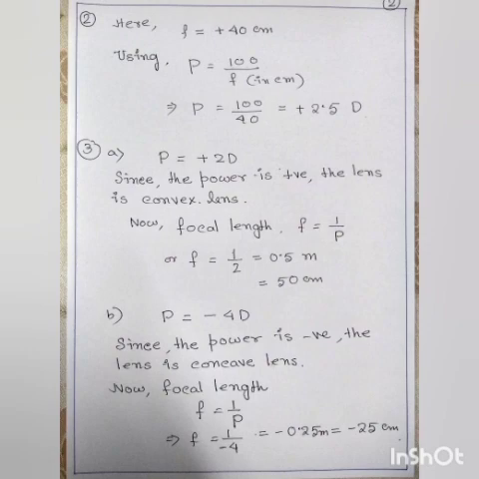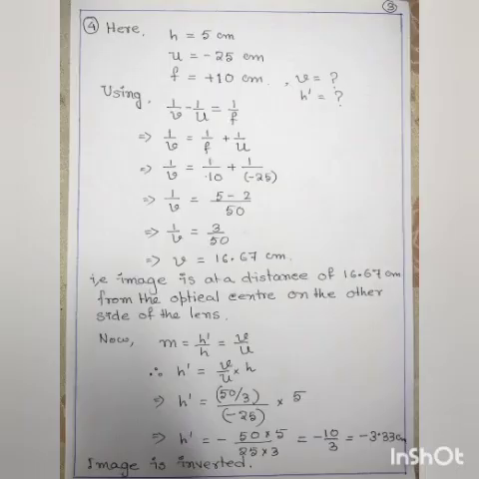Clear? Next, option B, power is equal to minus 4 diopter. Since the power is negative here, the lens is a concave lens. And the focal length f equals 1 by p, that is f equals 1 by minus 4, that is minus 0.25 meter, equals minus 25 centimeter. Next, question number 4.